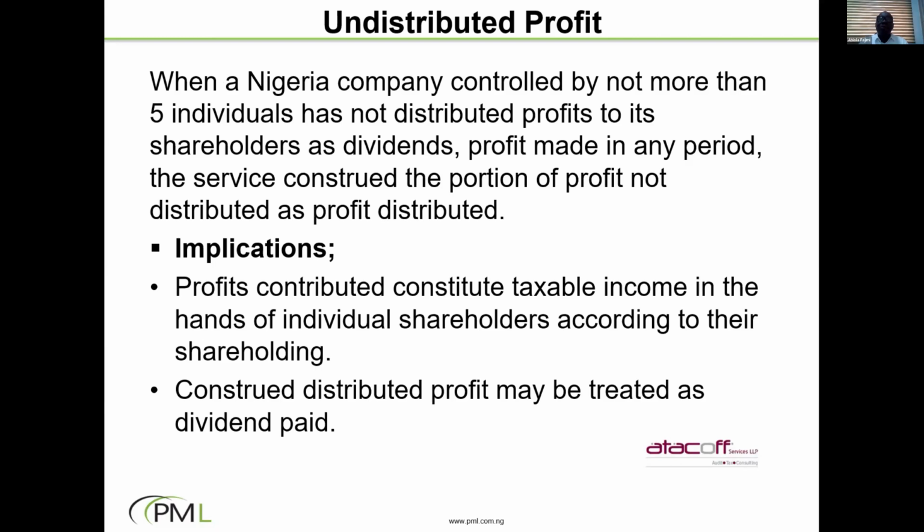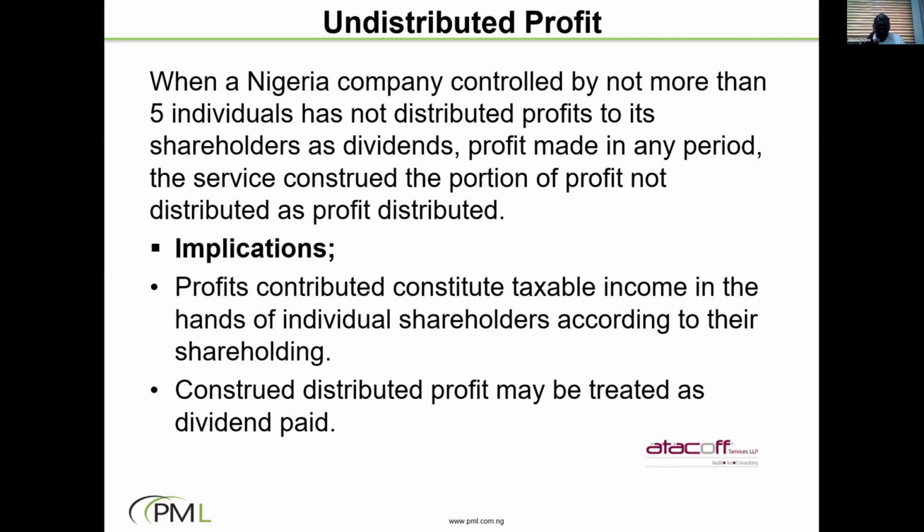When a Nigerian company that is controlled by not more than 5 individuals has not distributed profit to its shareholders as dividend, profit made in any period may be construed; the service may construe the portion of the profit not distributed as profit distributed. We all know what happens in a lot of private companies. You don't pay dividend. The dividend is just kept there. But somehow, the owners of the companies are happy, and their needs are met, and they are not worried. So they continue to keep everything as retained profit. They just continue to keep that.